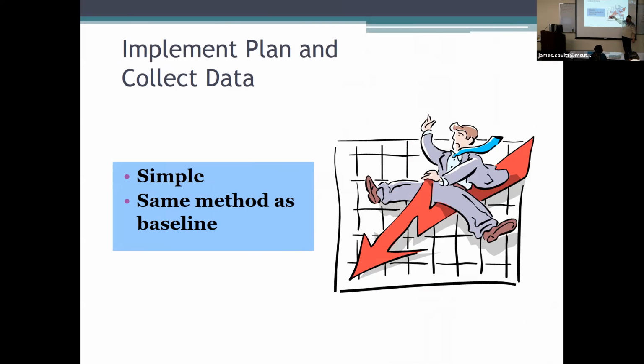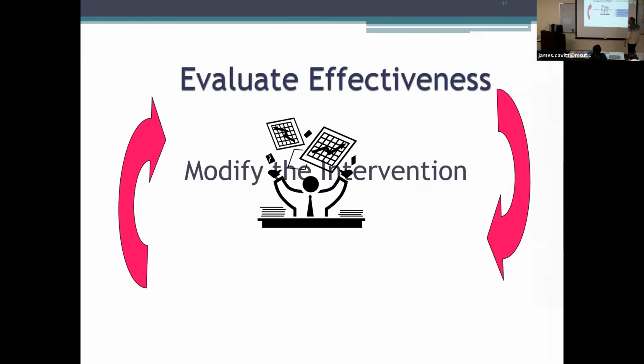Remember to collect data. You collect data the same way that you collected for the baseline, so that way you know if you made progress or not. Apples to apples, not apples to oranges. And then modify the intervention if you need to. It's okay to modify it.